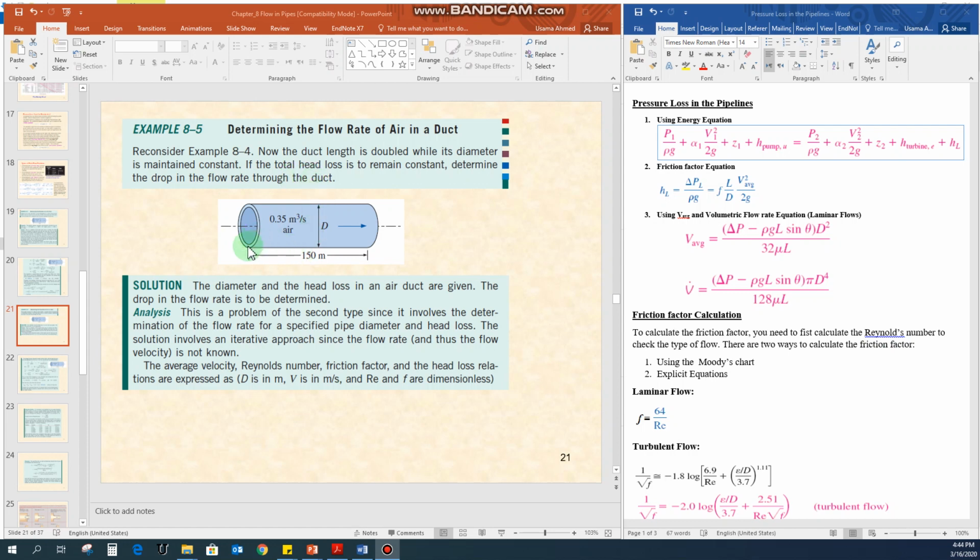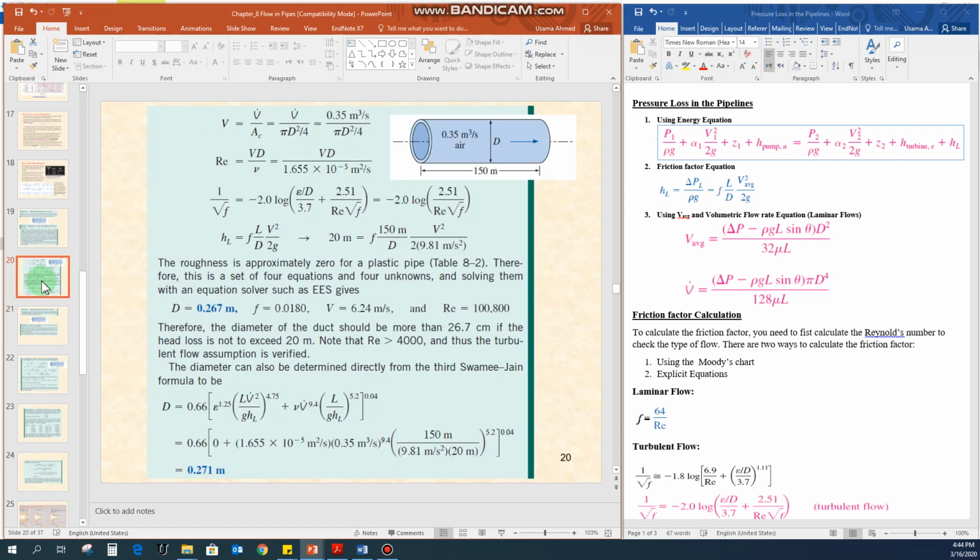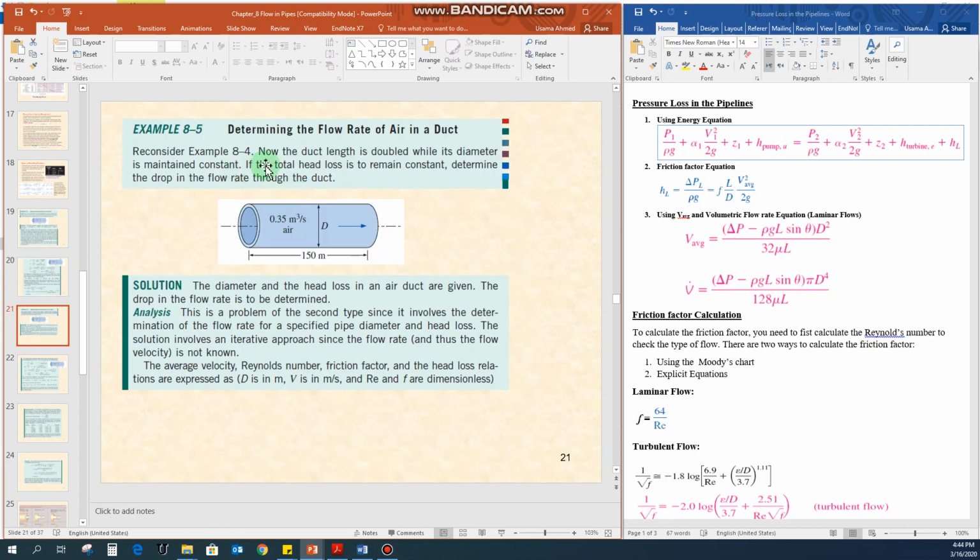Now we have to double the length of this pipeline, which will make it 300 meters. The diameter remains constant as in the previous example. So the diameter that we calculated earlier, 0.267 or 0.271, and we need to calculate the drop in the volumetric flow rate through this duct. Okay, so if the length is doubled and the head loss is kept constant, there will be a reduction in the volumetric flow rate that we need to calculate now.